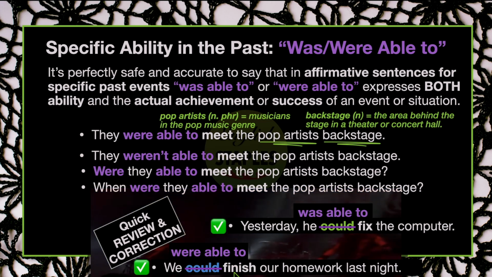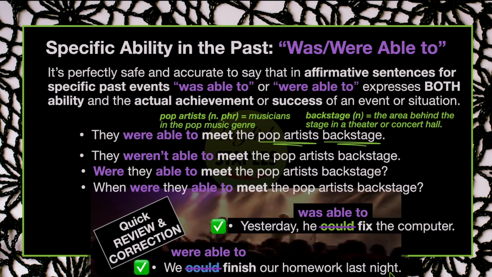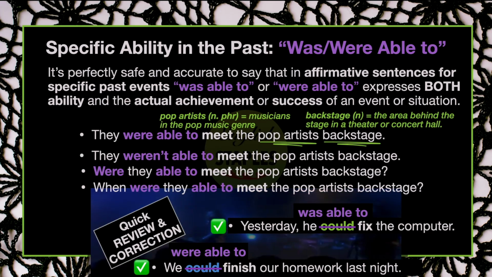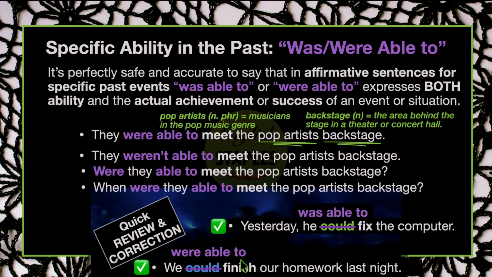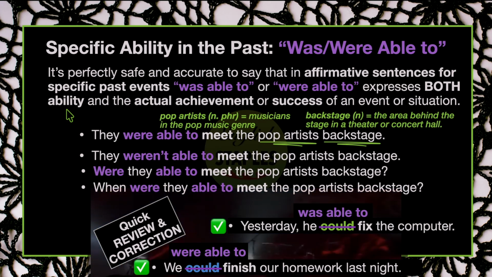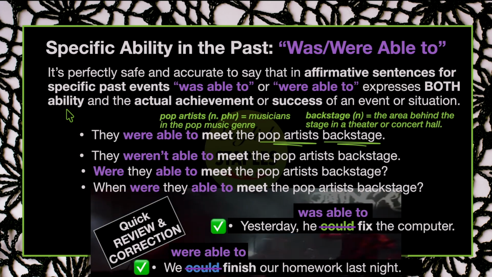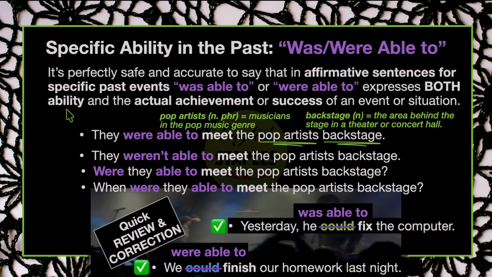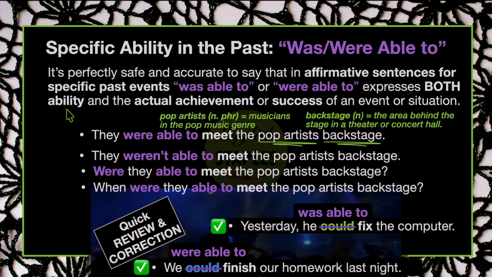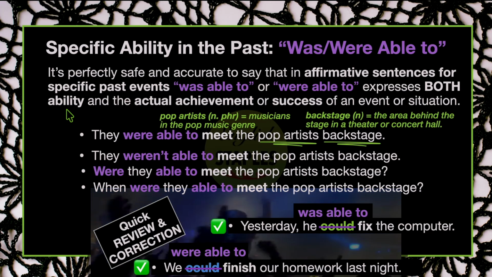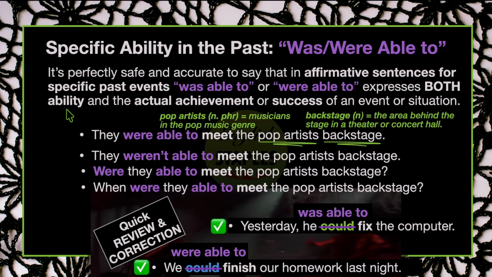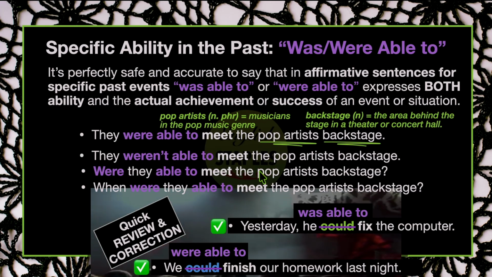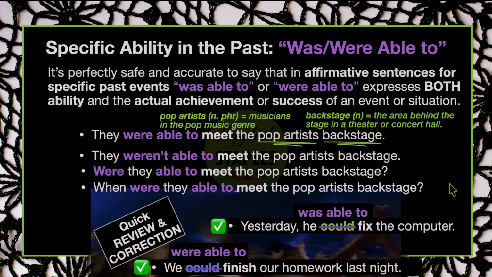We were able to finish our homework last night. That's the correct thing to say, because here, we're able to shows ability. The ability here was they had the proper materials and information to complete the homework. Maybe they were not very tired, so they could finish the homework. Maybe they had completed their chores. They successfully completed the homework.